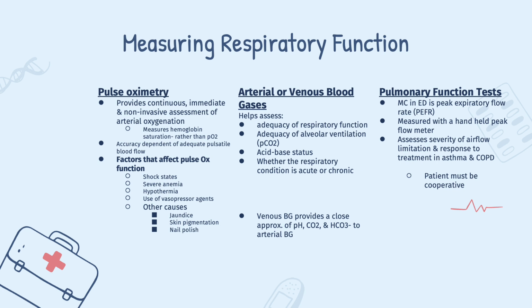And then the kind of quick, easy way to do a modified pulmonary function test in the emergency department is doing our peak meter reading. It's a handheld peak flow meter, and that assesses the severity of the airflow limitations. It's really helpful for patients with COPD and asthma, but our patient has to be cooperative. So if we have a patient who has altered mental status or a decreased level of consciousness, this test is not going to be very helpful because they can't help us.